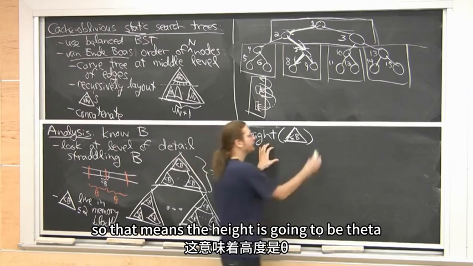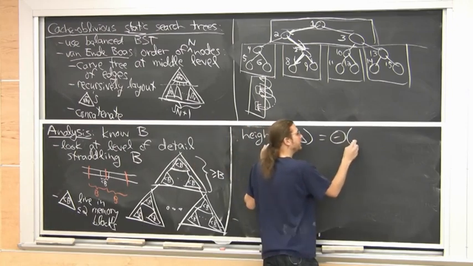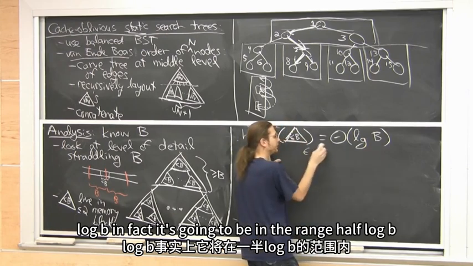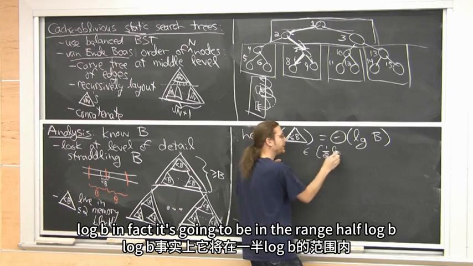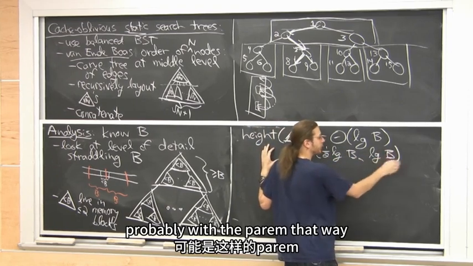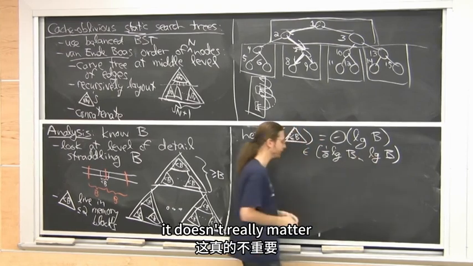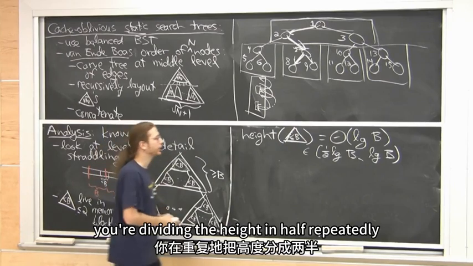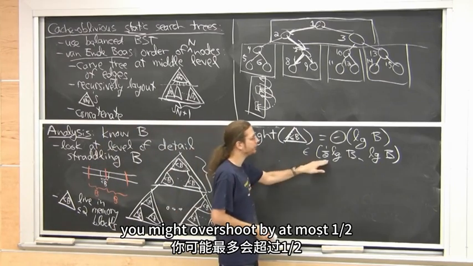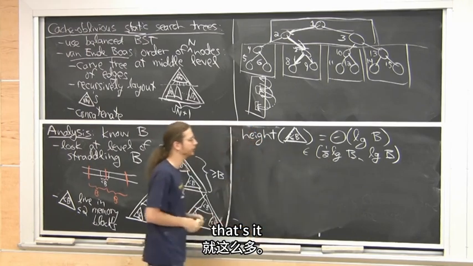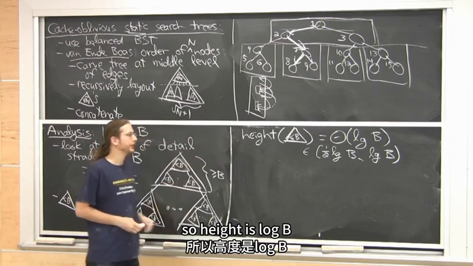So that means the height is going to be theta log B. In fact, it's going to be in the range half log B to log B, probably with a paren that way. It doesn't really matter. Because you stop as soon as you hit B. You're dividing the height in half repeatedly. You might overshoot by at most a half. That's it. So height is log B.